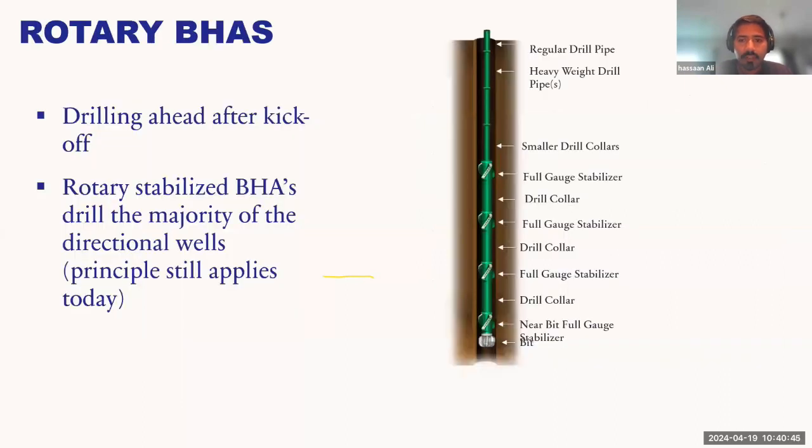Rotating BHAs, effectively, need stabilization along your borehole. So you will have full gauge stabilizers, and between the full gauge stabilizers, effectively these are acting like centralizers. So between the stabilizers, you will have drill collars, and then at the very top, you will have your regular drill pipe followed by the heavyweight drill pipe. And I will discuss the importance of the heavyweight drill pipe.